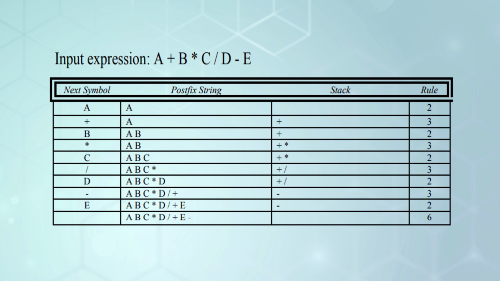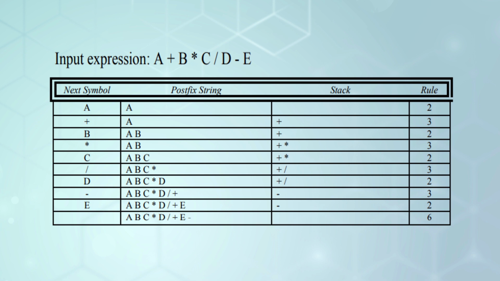Since forward slash has higher priority compared to minus, it will be popped out and added to the postfix string. Now, the next symbol at the top of the stack, plus, has equal precedence compared to minus. So plus also will be popped out and added to the postfix string, and then minus will be pushed into the stack. The next symbol encountered is E. E is an operand, so it will be added to the postfix string.